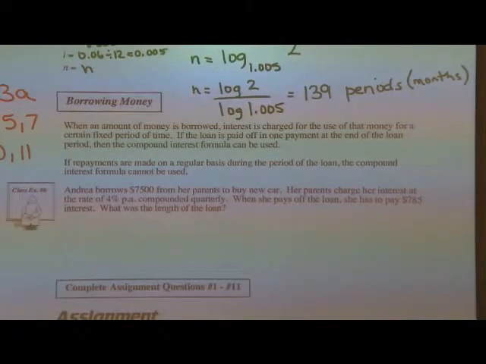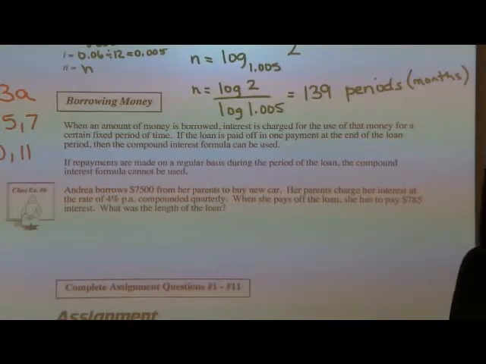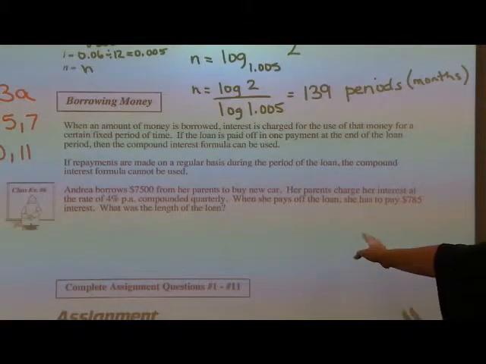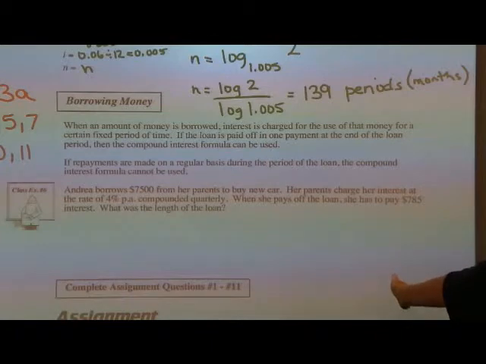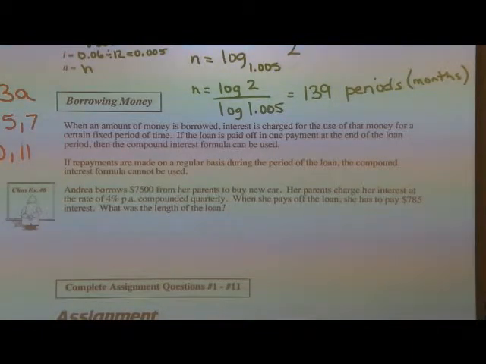Last question. The compound interest formula can also be used in situations when you are borrowing money and paying interest. When you borrow money from the bank and pay it back, the bank is going to want more than what they lent you. They're going to want a service fee in the form of interest. If repayments are made on a regular basis during the period of the loan, we can't use this formula. This formula assumes that you're paying the total sum back at the end of the loan period. If you're making monthly payments, it's actually a completely different formula that's used.